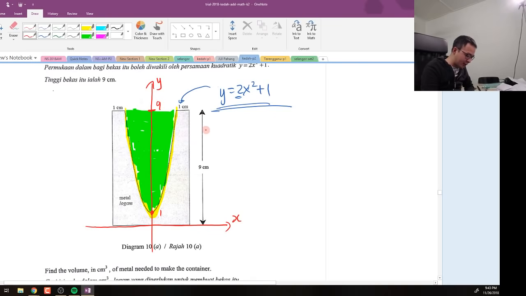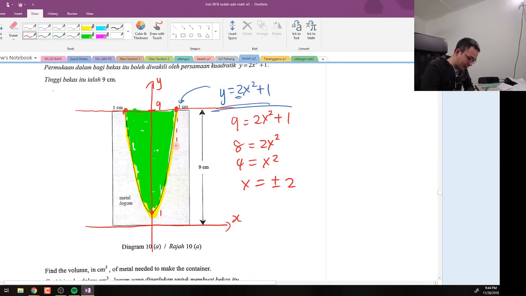Then the next thing is I want to know about the coordinates. I want to find these 2 points here. So I will substitute y equals 9 into this equation, because this line itself is y equals 9. So 9 equals 2x squared plus 1, so 8 equals 2x squared, so 4 equals x squared, x equals plus minus 2. That means if this line is y equals 9, it intersects the curve at 2 points, which are 2 and -2.